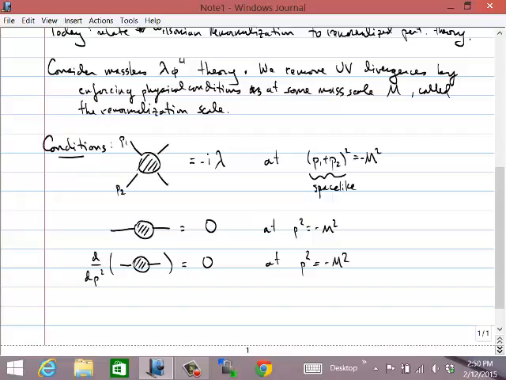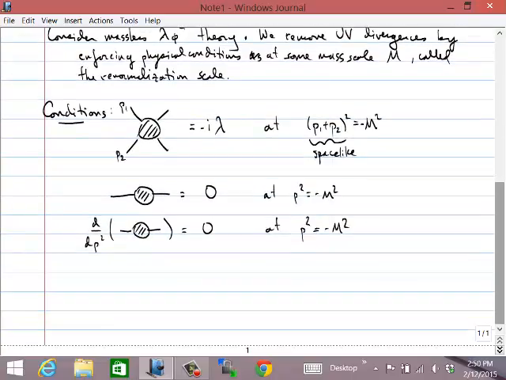So what we want to do is understand how the physical observables of the theory, namely the correlation functions, will depend on our choice of renormalization scale. So the question is, how do observables depend on the choice of renormalization scale?